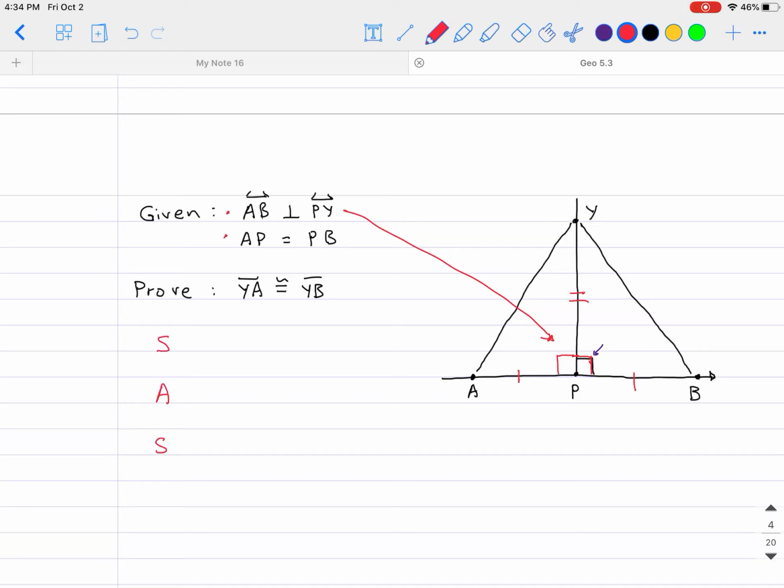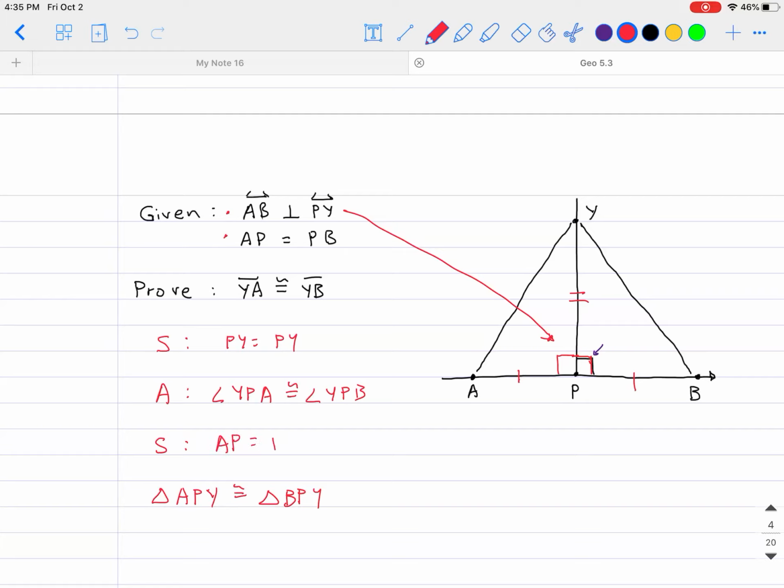So first, again, I'm going to go ahead and write the S, the A, and then the S for my SAS proof, okay? So here, this will allow me to show that triangle APY is going to be congruent to triangle BPY. The first part, let's go ahead and get the first side, doesn't matter which one again. Let's go ahead and say that PY is equal to PY. The next one is to get angle YPA to be congruent to angle YPB. Okay, so that's going to be the next subproof.